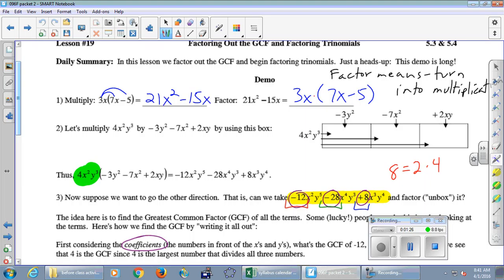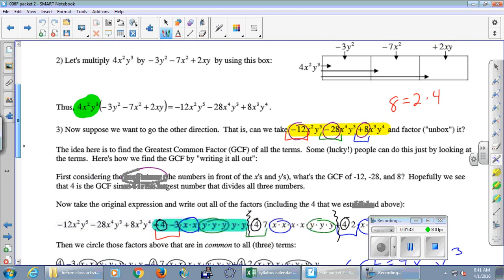This kind of factoring that we did right here is called factoring out the greatest common factor. We're going to see a number of factoring techniques over the next few classes. Factoring out the greatest common factor is the first thing to try on every factoring problem, every single one. So let's just briefly review how we solved this problem here.